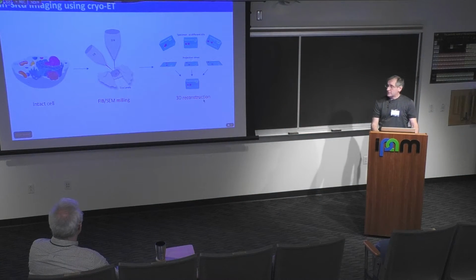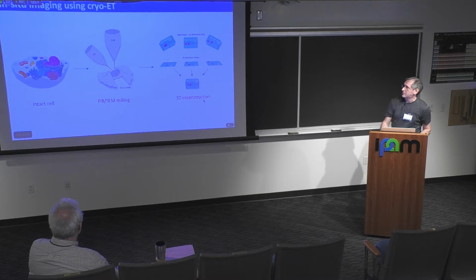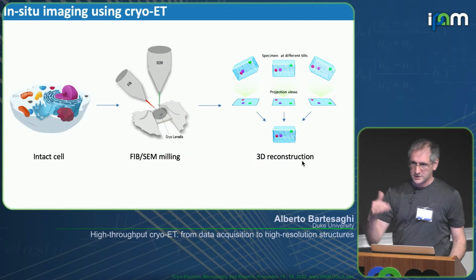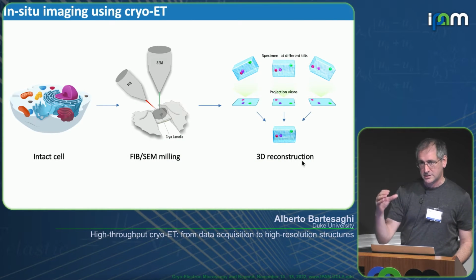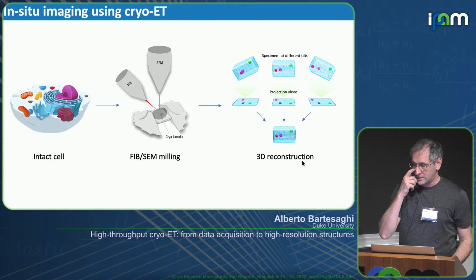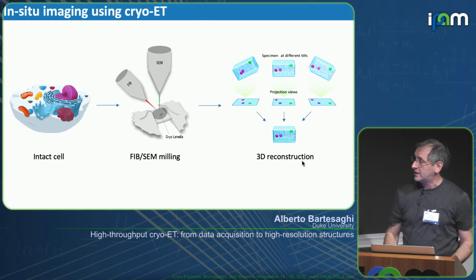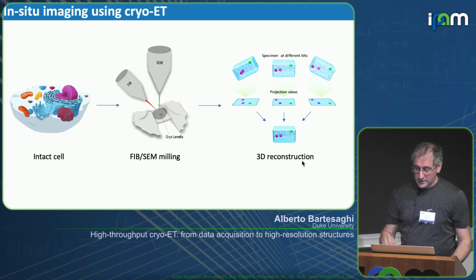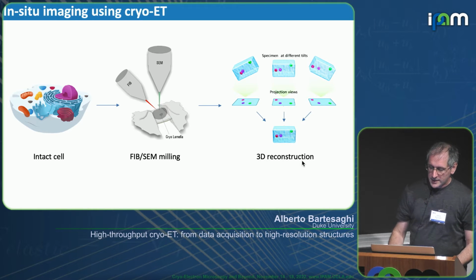So what I want to tell you about today is obviously related to cryo-ET. How do we actually look at proteins in their native environment inside the cell? We take the sample to the microscope, and we can tilt the specimen and take a series of images to produce a three-dimensional view of that particular area of the specimen.